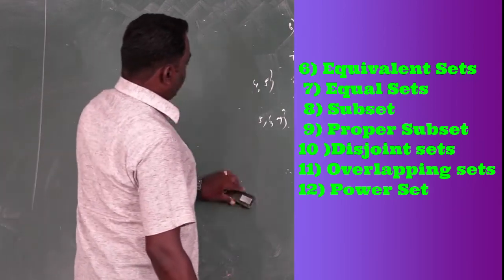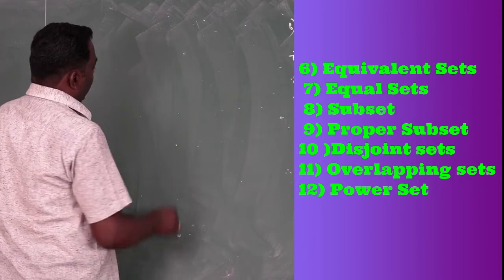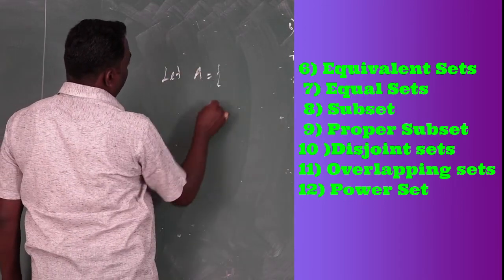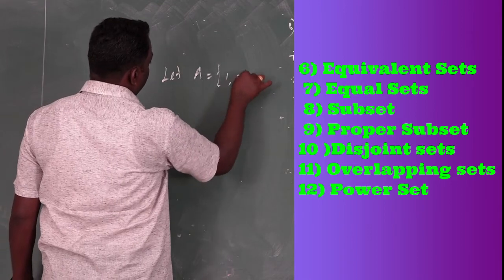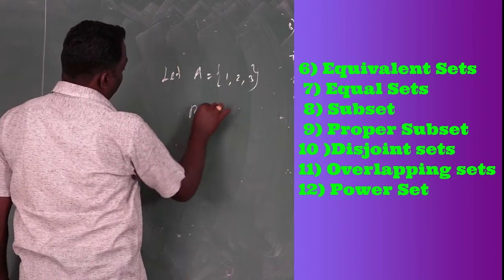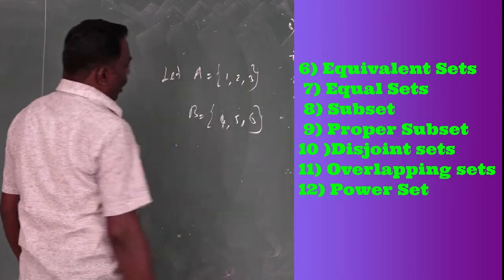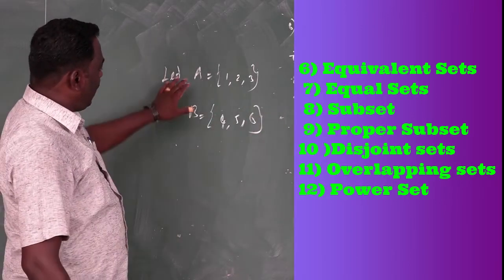Now the next one is called disjoint sets. Let set A contain elements 1, 2, 3. Then set B has elements 4, 5, 6. Now comparing set A and set B.